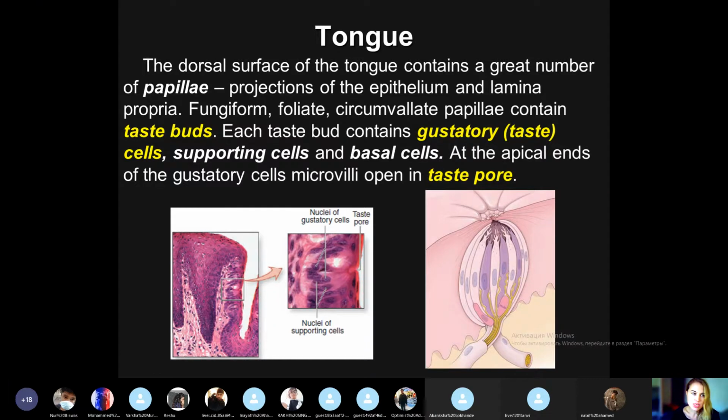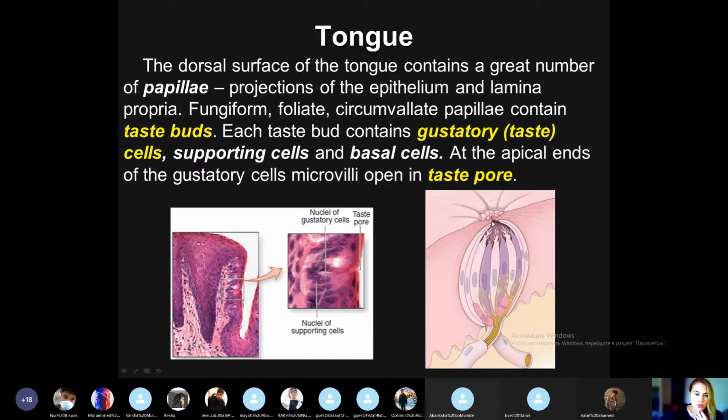The gustatory cells are basically receptors. They are chemoreceptors that accept the chemicals dissolved in saliva and send information to the brain about the quality of the food that was eaten. The supportive cells that are situated between the gustatory cells provide support for them, and also basal cells are responsible for the process of regeneration.